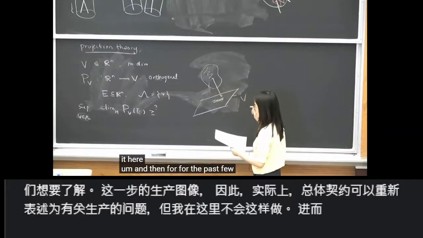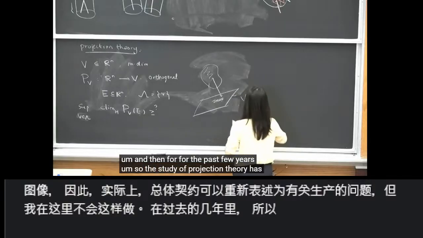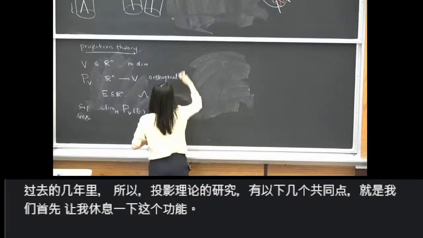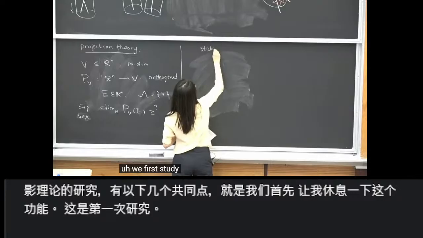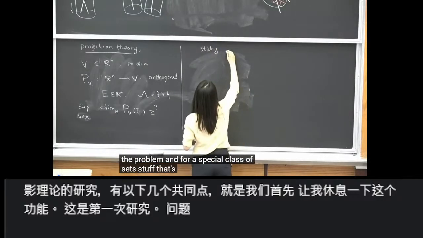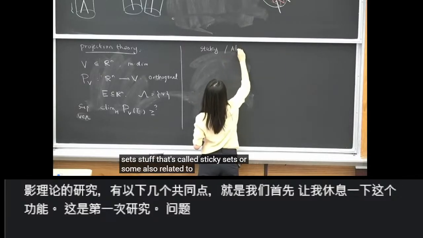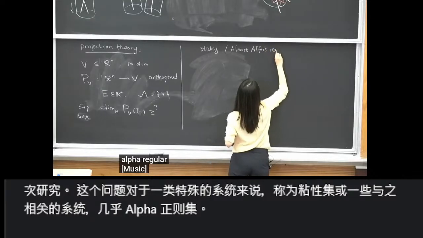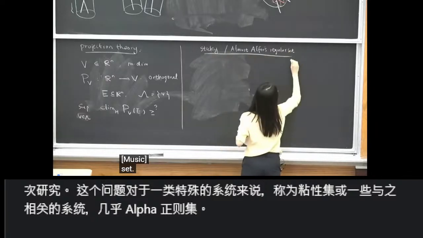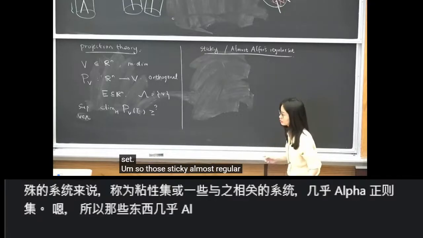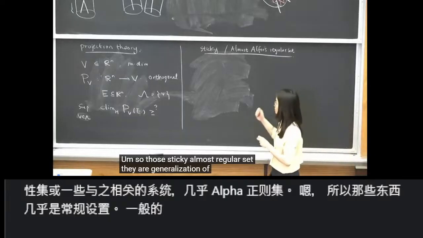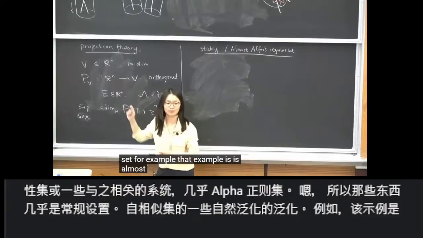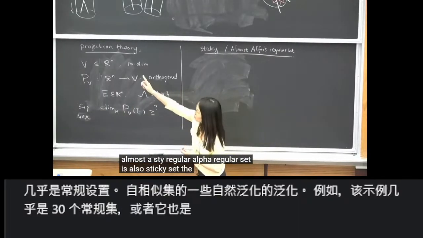And then for the past few years, the study of projection theory has the following common thing. We first, let me erase this picture, we first study the problem for a special class of sets that's called sticky sets, or also related, almost alpha-regular sets. Those sticky, almost alpha-regular sets are a natural generalization of self-similar sets. For example, that example is an almost alpha-regular set, or also a sticky set, the basic conjugate example.